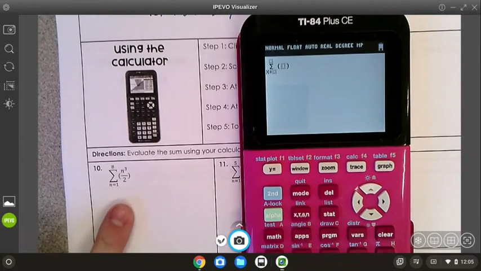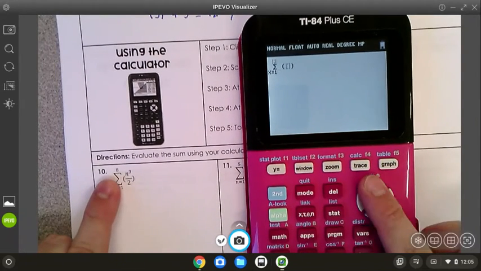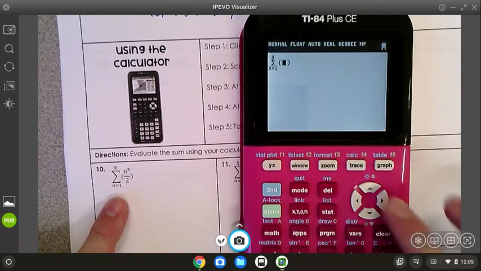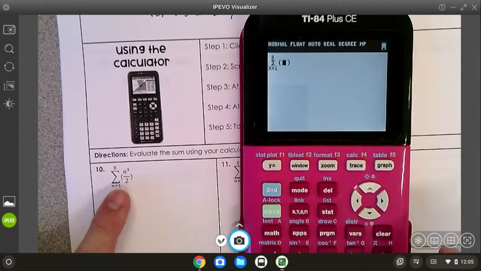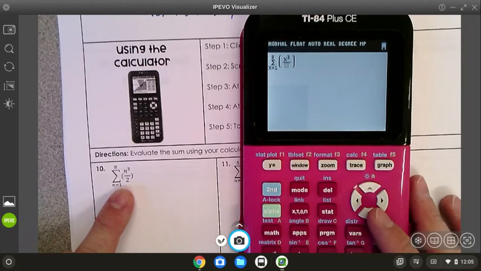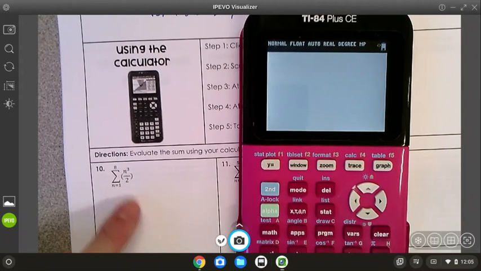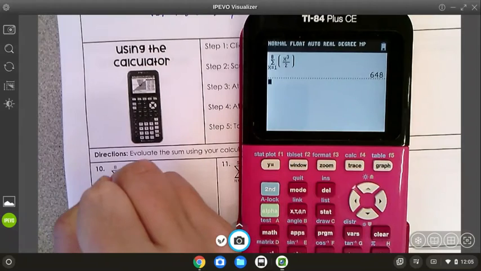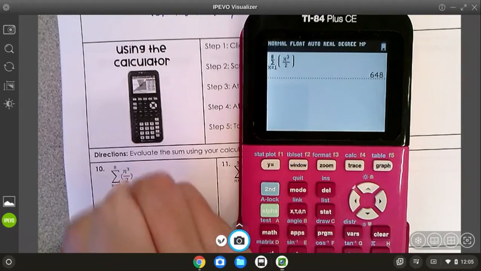So X equals 1. And we go up. We're going to type in an 8. And I'm going to go in the parentheses and type in this fraction, X cubed over 2. And we get 648.